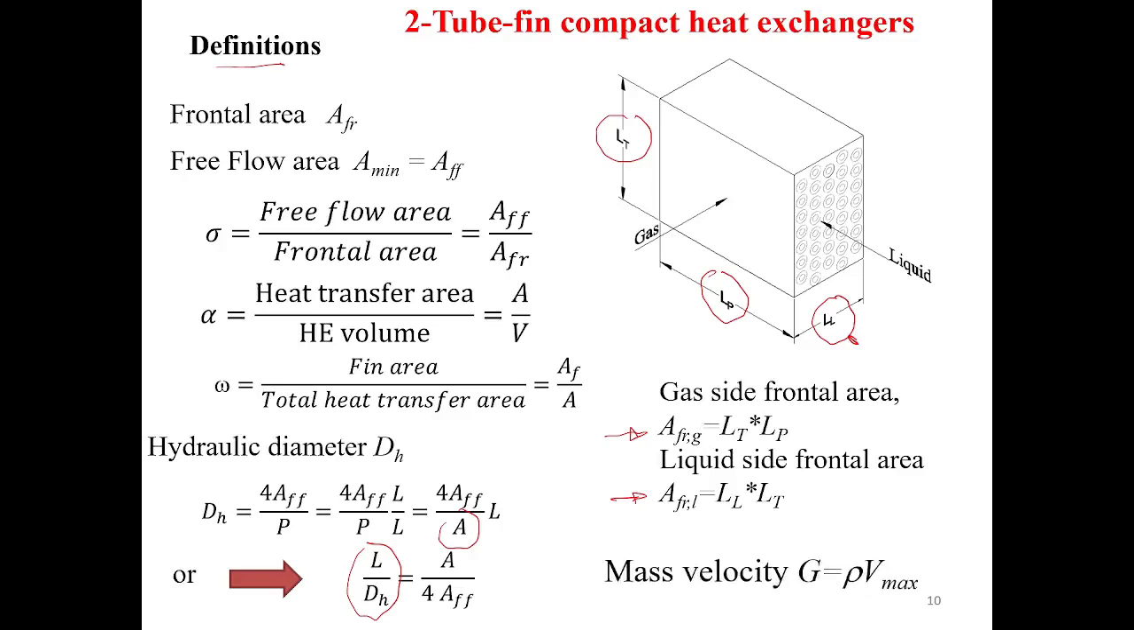Another parameter that we would like to define here and use later, maybe we have defined it before, is G, where G is equal to the density multiplied by the maximum velocity. Of course, G is going to be used for the calculation of the Reynolds number. The Reynolds number in the compact heat exchanger is G multiplied by the hydraulic diameter divided by the viscosity. We said that G is equal to the maximum velocity multiplied by the density.